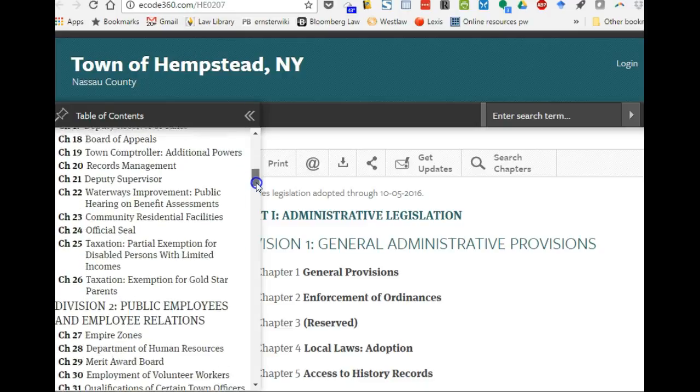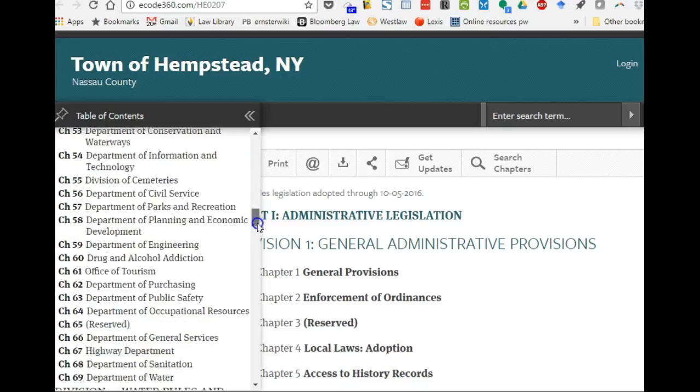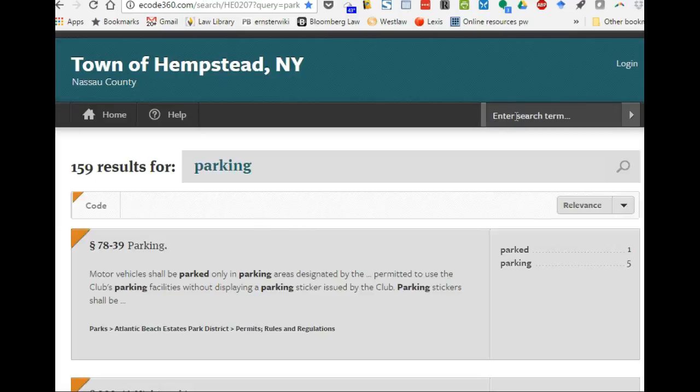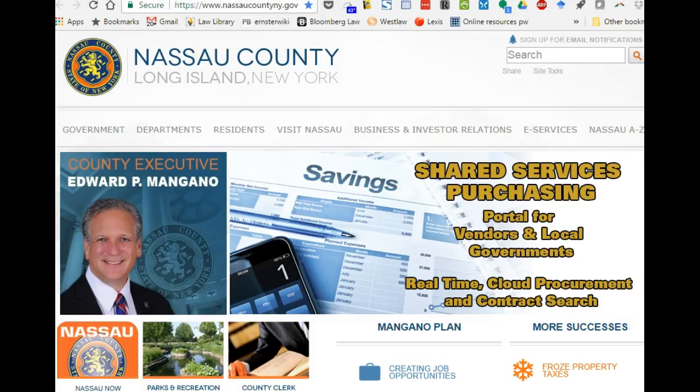Lots about taxation and appeals, and so that's an ever-favorite topic around here, parking. We can see what municipal ordinances talk about parking for the town of Hempstead. Okay, likewise, as I mentioned, we are also within Nassau County.